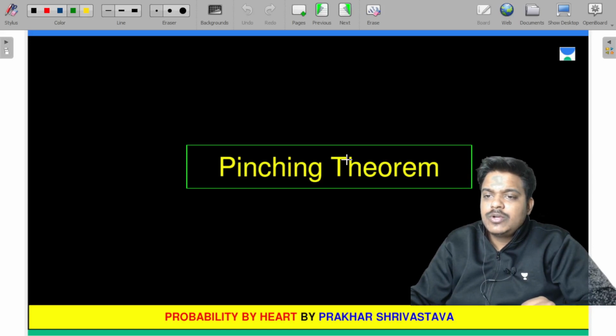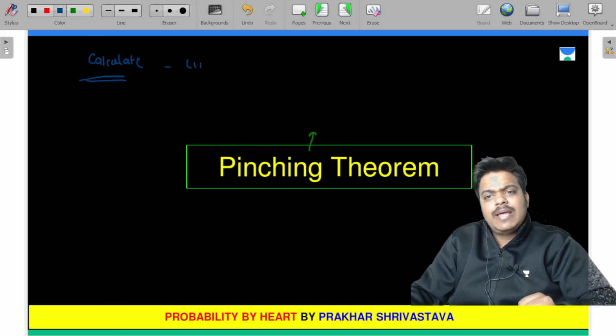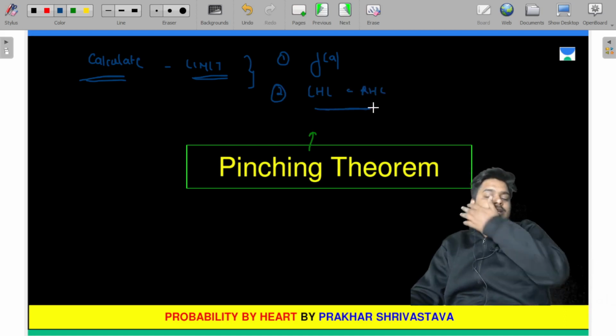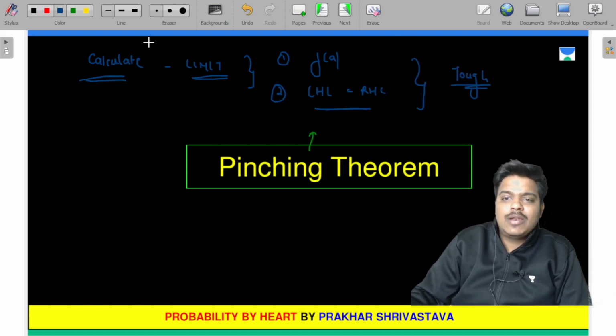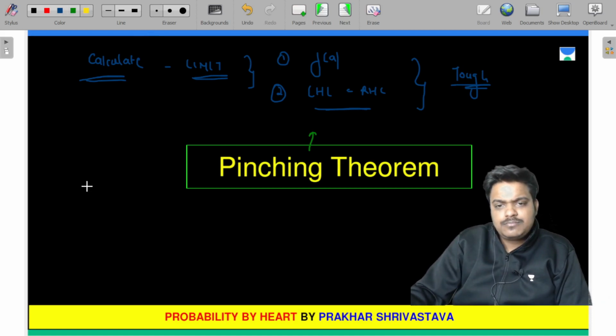What do you mean by pinching theorem and where is pinching theorem used? देखिए, many a times you are not able to calculate the value of limit. Either you are not getting the value by direct substitution, or you are not even getting the value as LHL is equal to RHL, because you are not able to calculate LHL and RHL. And sometimes the problem becomes too tough and lengthy if you try to calculate the limit. So there is a small solution. I will tell you that small solution.